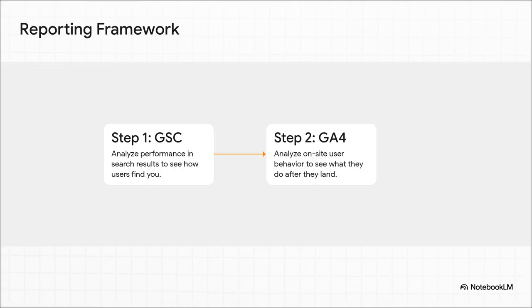So your new reporting process is this simple. Two-step dance. Step 1, you go to Search Console to figure out how good you are at attracting people from Google. Step 2, you go to GA4 to see if the people you attracted are the right people and if your website is actually delivering a great experience. It's a really clean, logical workflow.